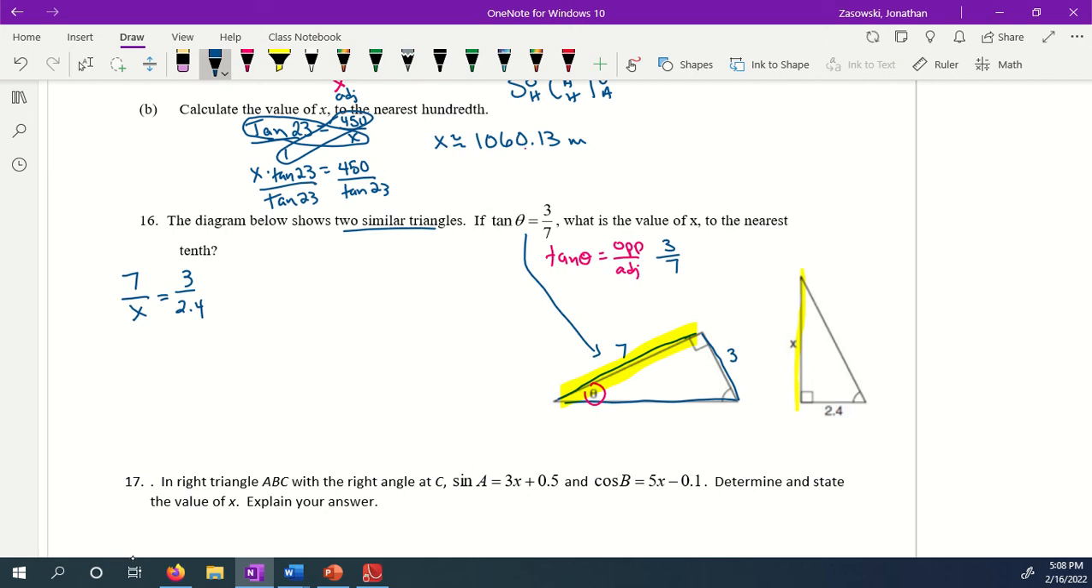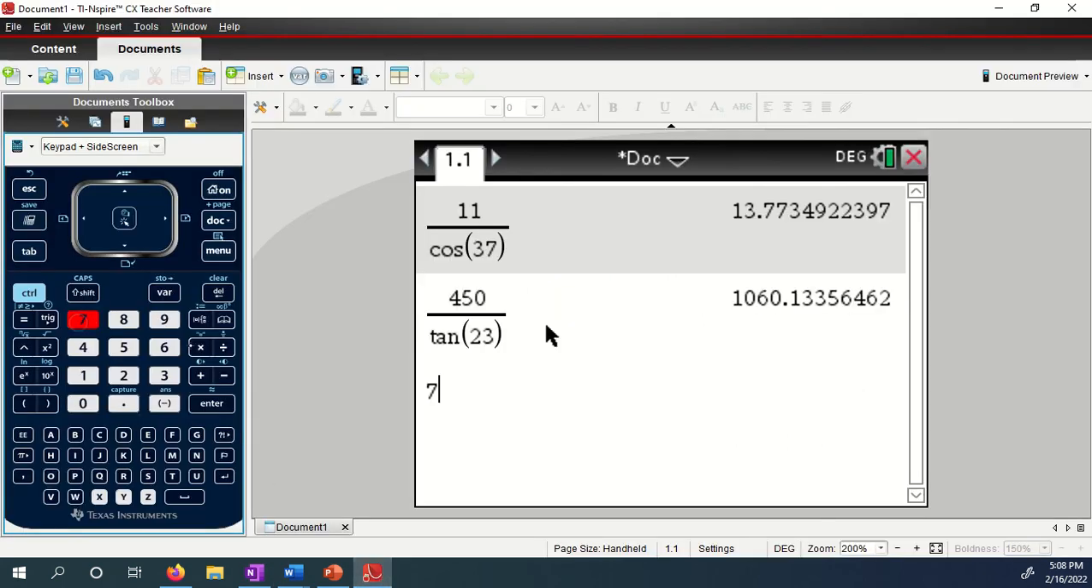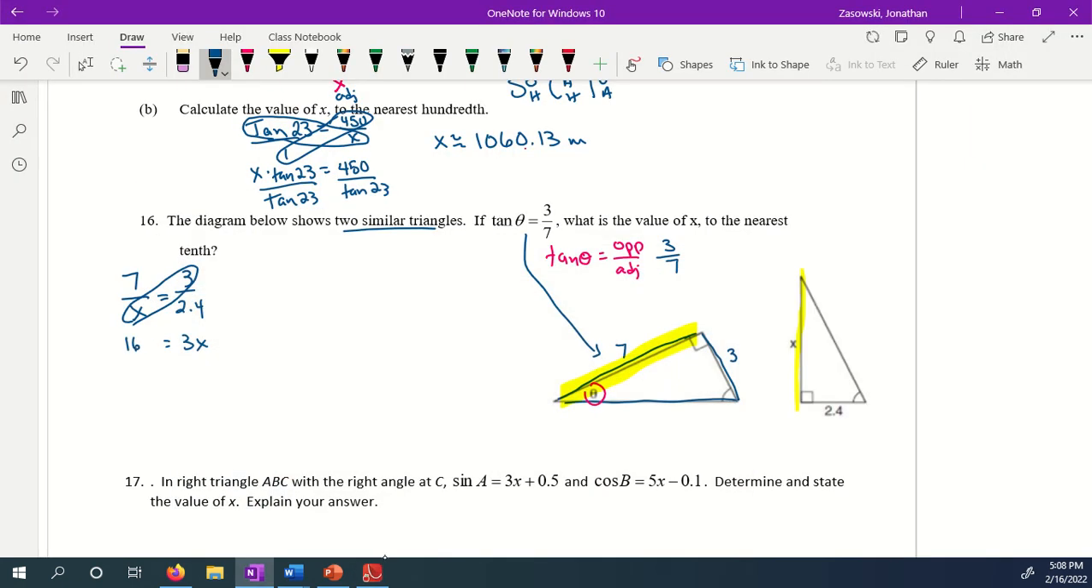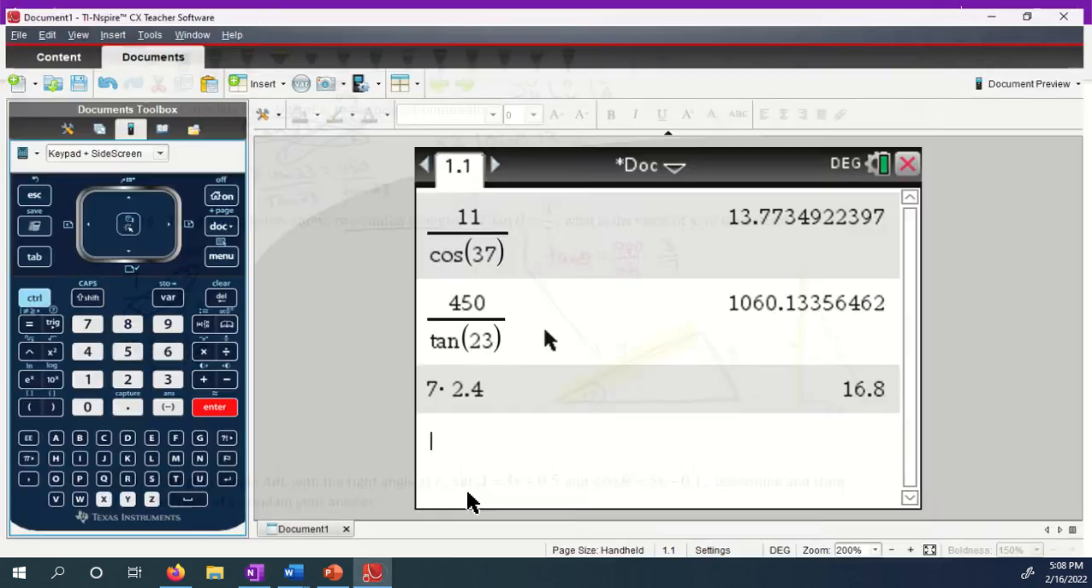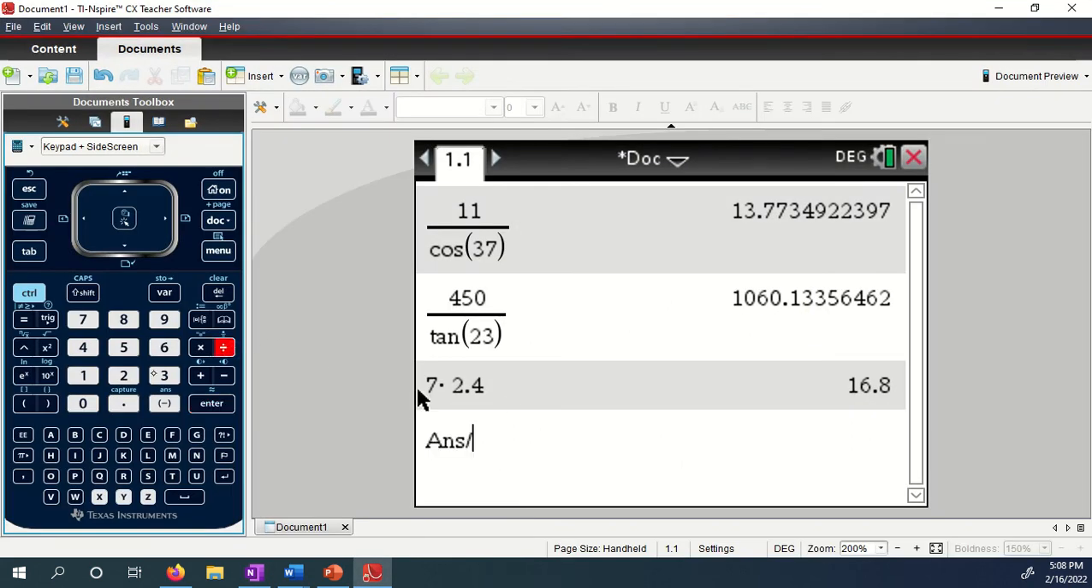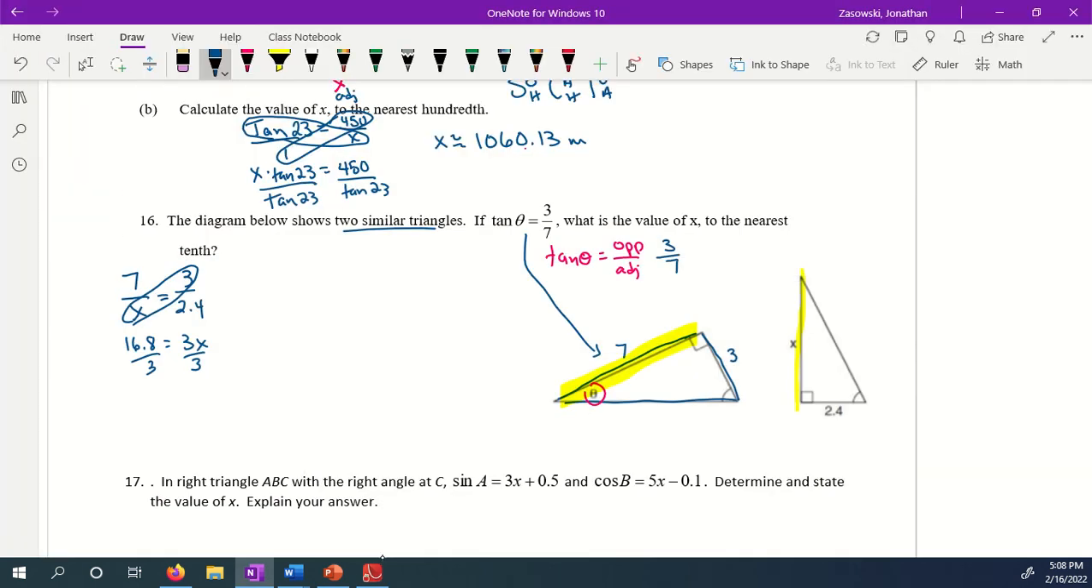We'll follow this through. We'll cross multiply. So 3 times X is 3X. That's actually going to go on the other side. And 7 times 2.4 is 16.8. And then we'll just divide by 3. So answer divided by 3. We're going to hit enter, and we get 5.6.